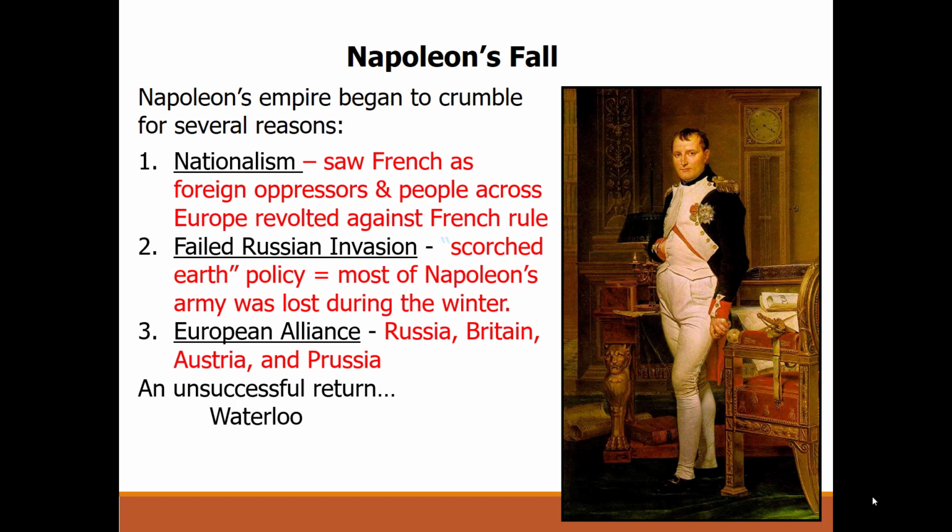So that the French had to extend these supply lines like super long, and then the Russians could then cut them off. Because of this policy and the oncoming winter, most of Napoleon's army is going to be lost during this battle, or not even call it a battle, this attempted invasion. And it's going to really weaken his ability to hold on to his empire.